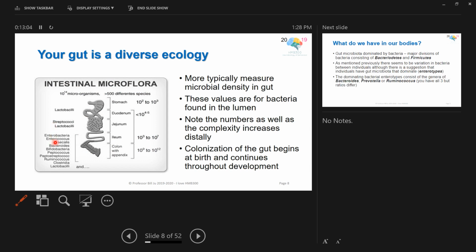I also mentioned to you earlier that you do not need to memorize all of the numbers here on the right side of this diagram. The most important part is that throughout the GI tract, as we go from the stomach through parts of the small intestine like the duodenum, jejunum, and ileum, we see an increase in both the number and the diversity. So we get more and more bacterial species, especially as we go down into the colon.